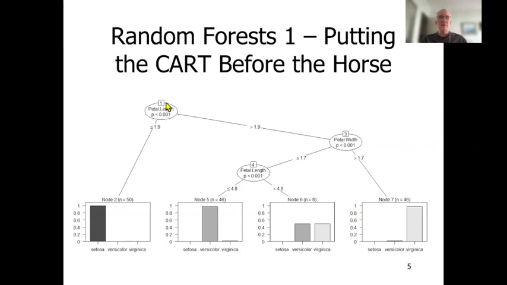So if we start up here at node number one, the little box right at the top here, just imagine we've got a plant in our hand, and we can do measurements. What we get in that measurement will determine which way we go in this decision tree. So we measure the petal on the plant, the length of the petal, I should say. If the petal length is less than 1.9 centimeters, then we're going to conclude that what we've got in our hand is Iris setosa.